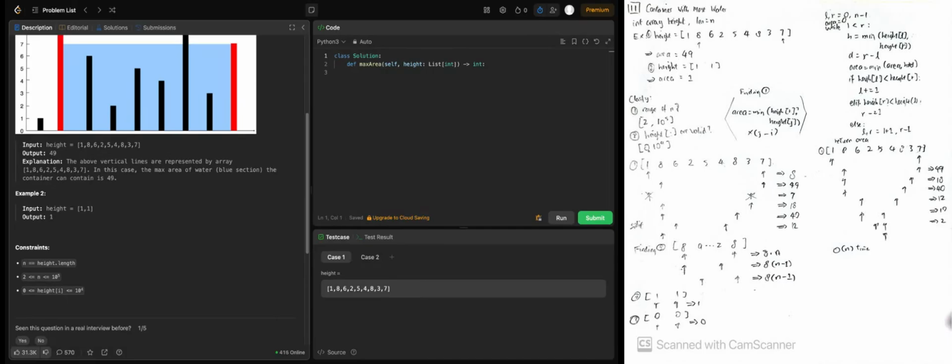So we are given a tower in which the tower height is given in the array height, and then we want to find out the volume of the water that it can store at maximum, and we need to pick two endpoints.